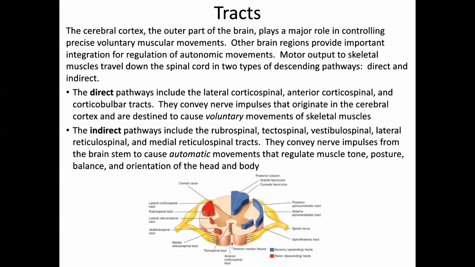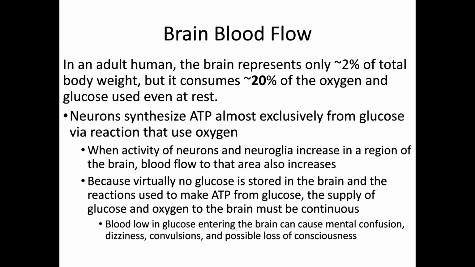Okay. Other automatic movements include things that help with regulating posture and balance so that we don't fall over or tip over, and orienting our head and body. Okay. Make sense? And you can see those are all illustrated in the picture at the bottom. Red shown for motor descending, blue for sensory ascending, but I'm not really worried about you knowing any of that stuff.